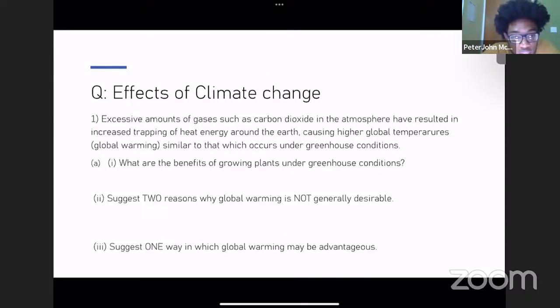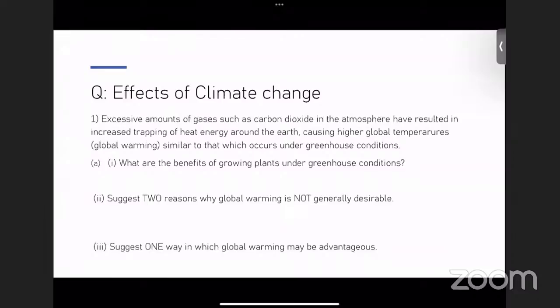Effects of climate change. So can someone read, please? Abigail, can you read, please? Okay. Effects of climate change. 1. Excessive amounts of gases such as carbon dioxide in the atmosphere have resulted in increased trapping of heat energy around the Earth, causing higher global temperatures, in brackets global warming, similar to that which occurs under greenhouse conditions.